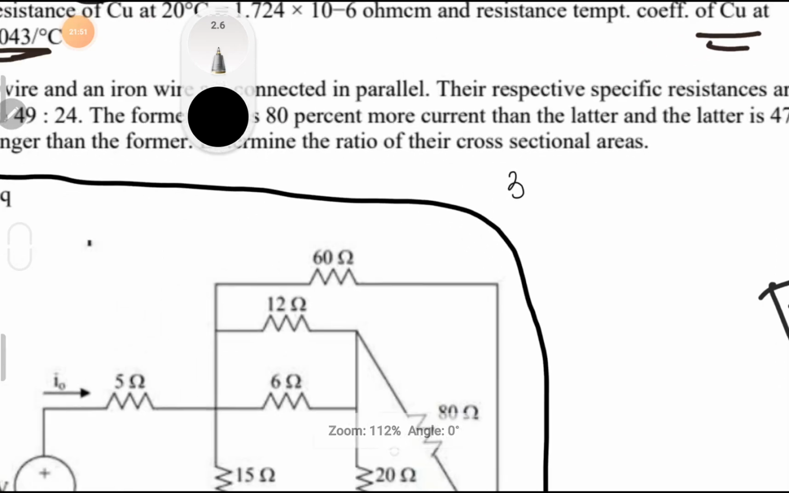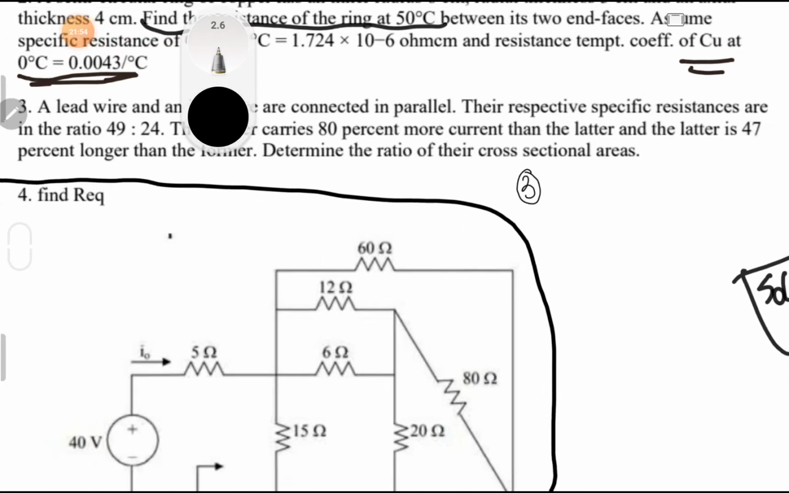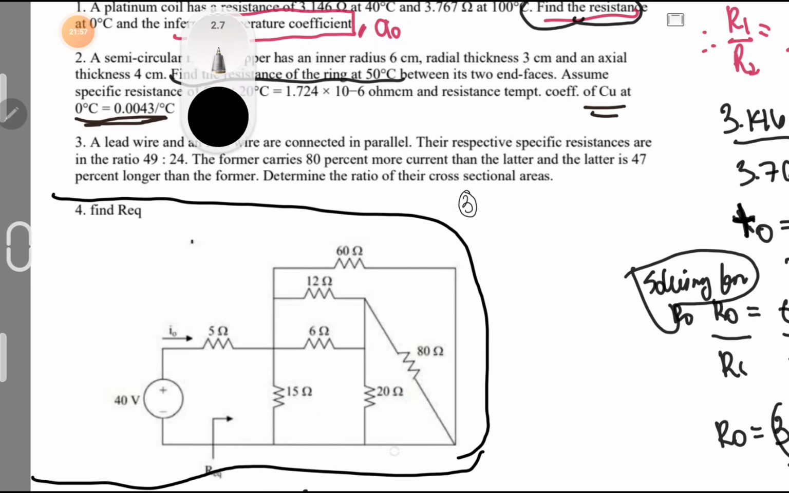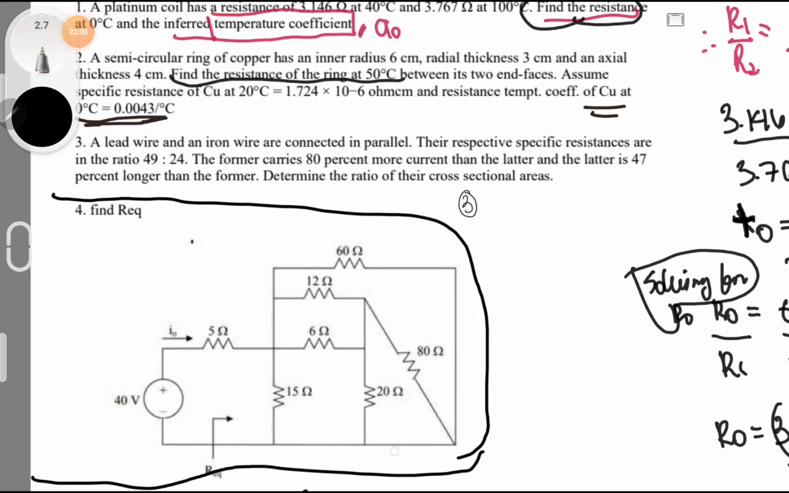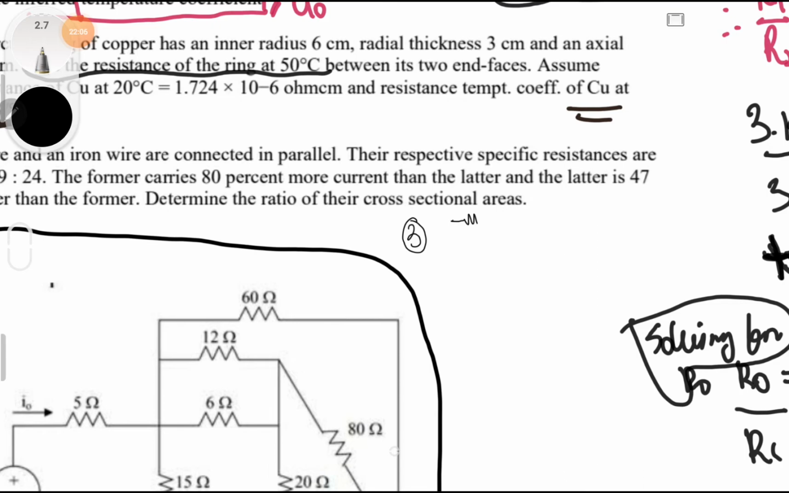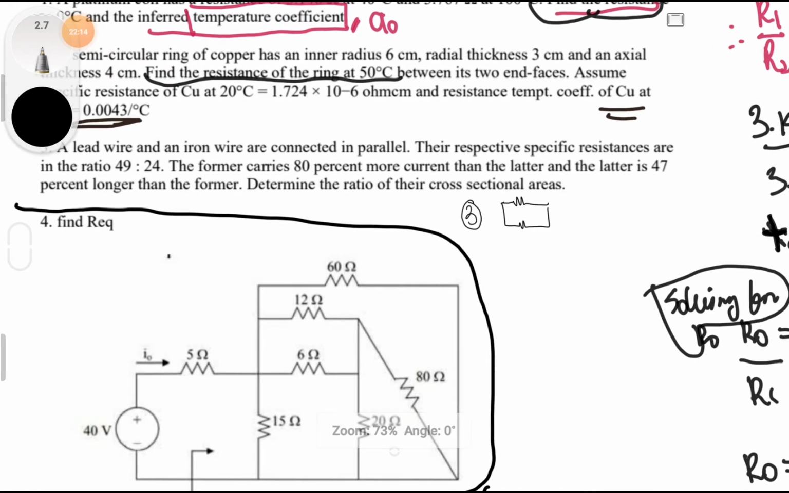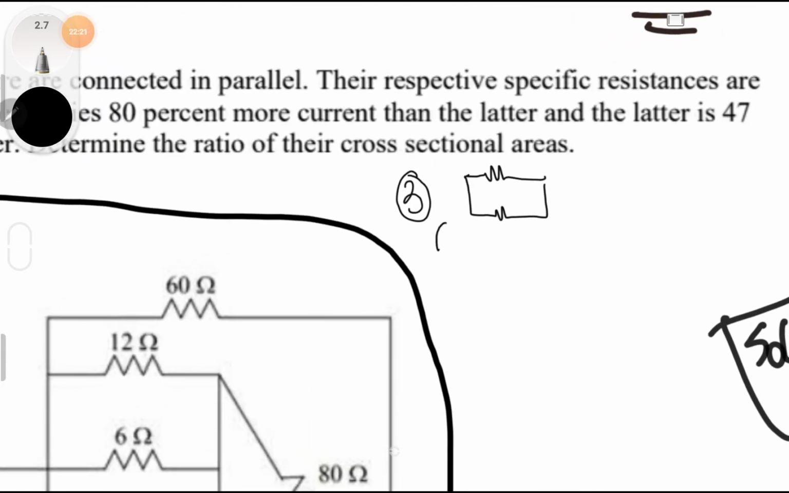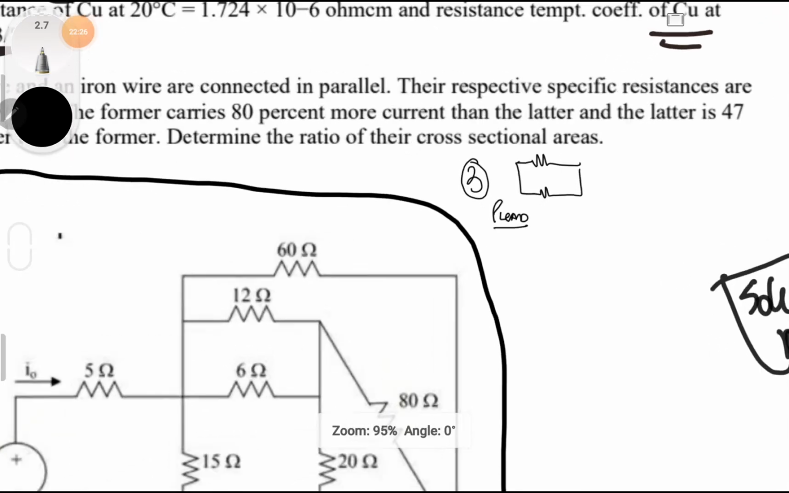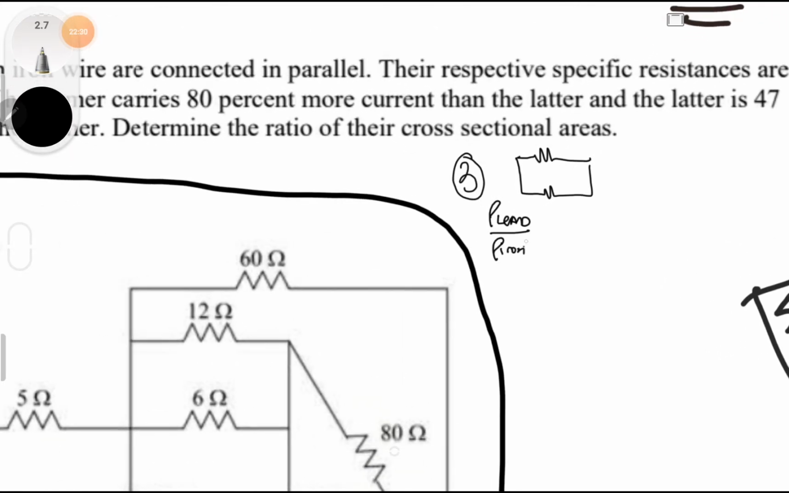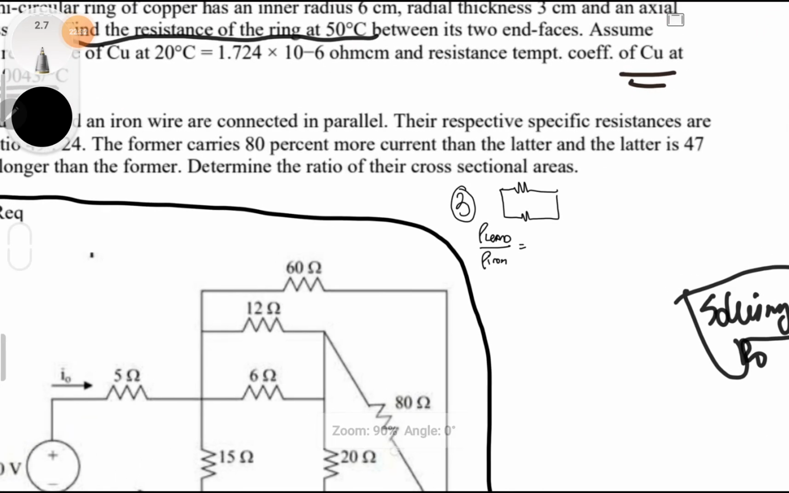So number 3, ano yung sasaalang-alang natin dito? Basahin muna natin, no? Sabi niya, a lead wire and an iron wire is connected in parallel. So parallel sila. Their respective specific resistance are 49:24. Okay? So rho lead over rho iron is equal to 49/24.